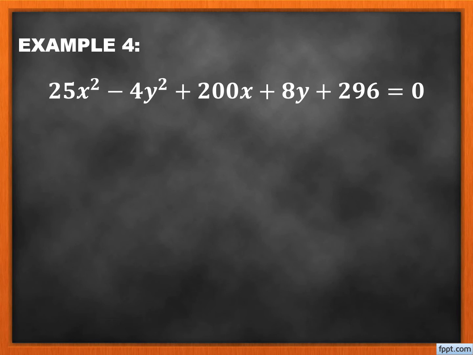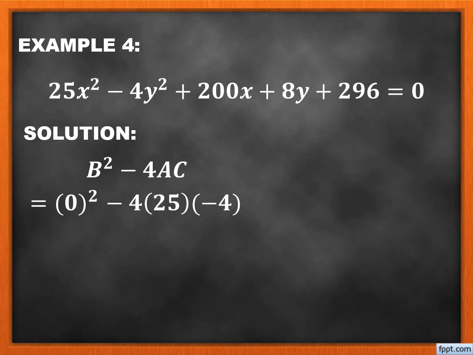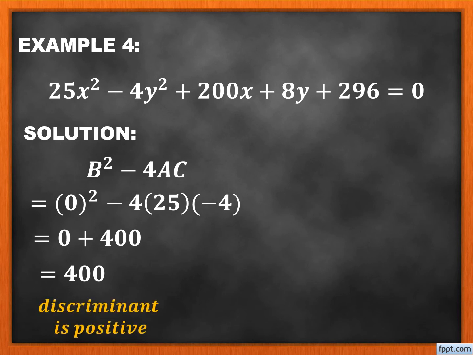For the last example, we have 25x squared minus 4y squared plus 200x plus 8y plus 296 equals 0. Using our discriminant b squared minus 4ac, a is 25, b is 0, and c is negative 4. By solving, we have positive 400. So therefore, our discriminant is positive.